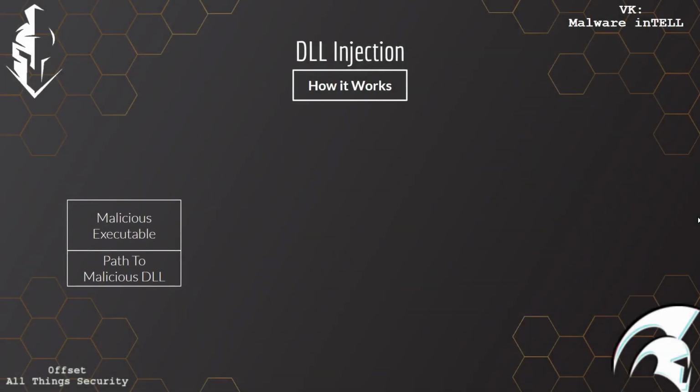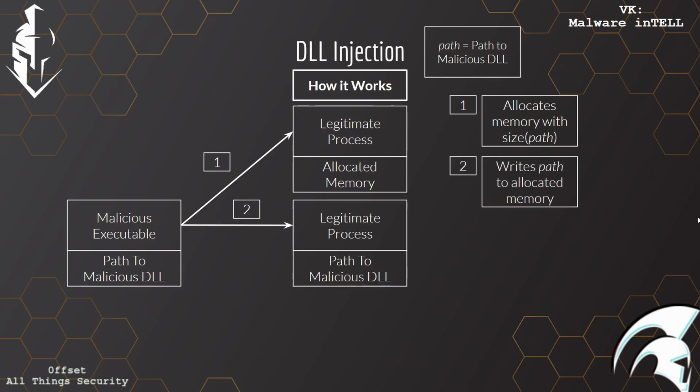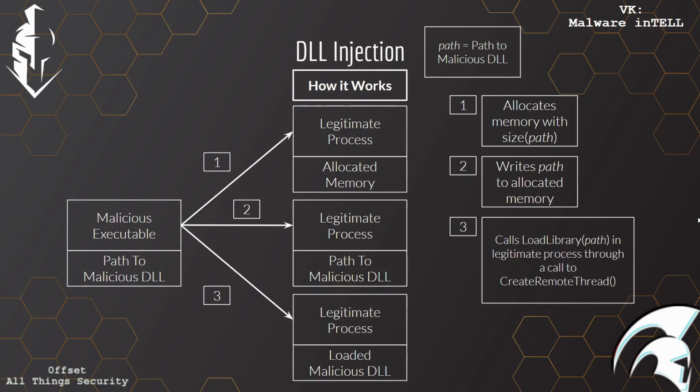So how does it work? To start off with, we have a malicious executable and a path to a malicious DLL. The executable will allocate memory with the size of the path to the DLL. It will then write the path of the DLL to the recently allocated memory, and then it will call LoadLibrary in the legitimate process through a call to CreateRemoteThread. The argument passed into LoadLibrary will be the path to the malicious DLL. So this is essentially forcing the remote process to load the malicious library.